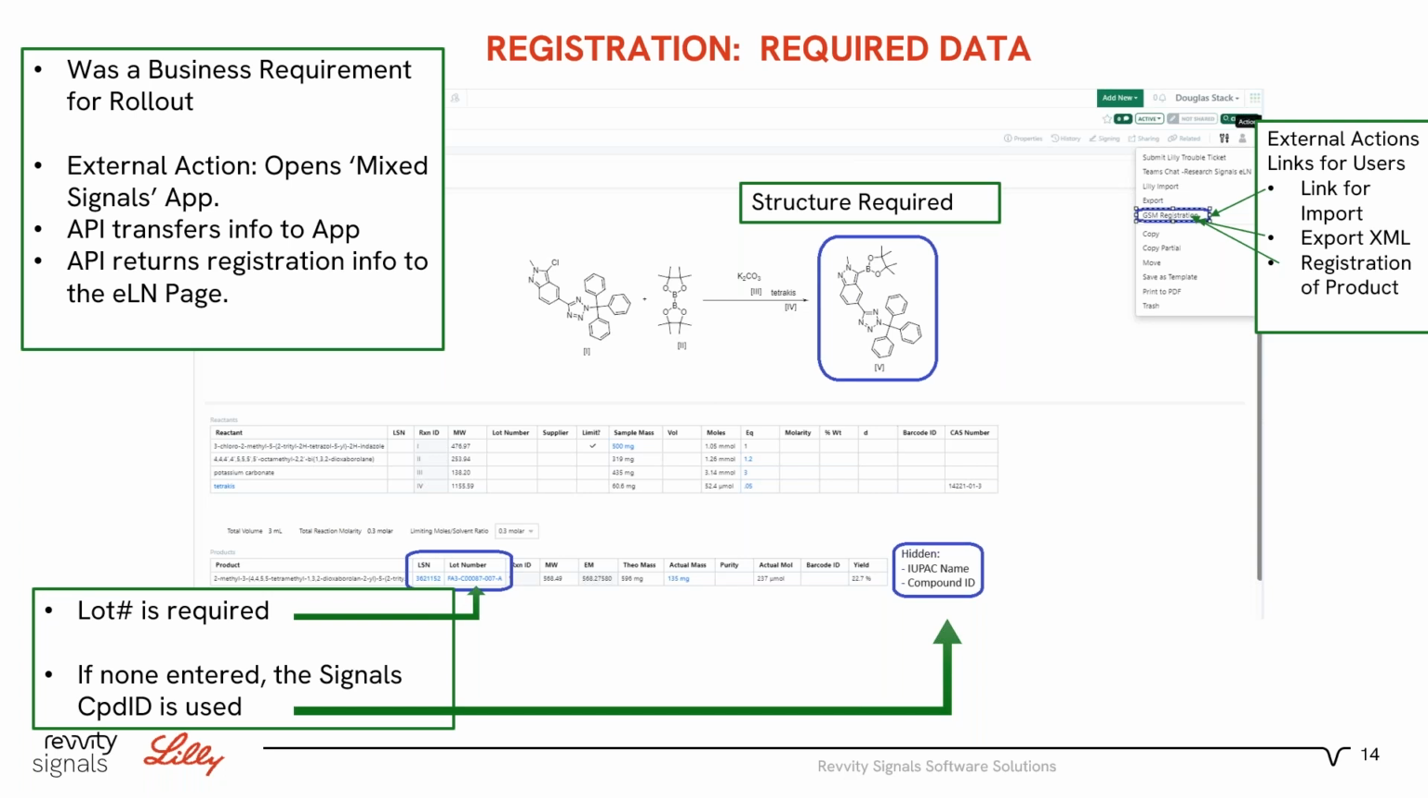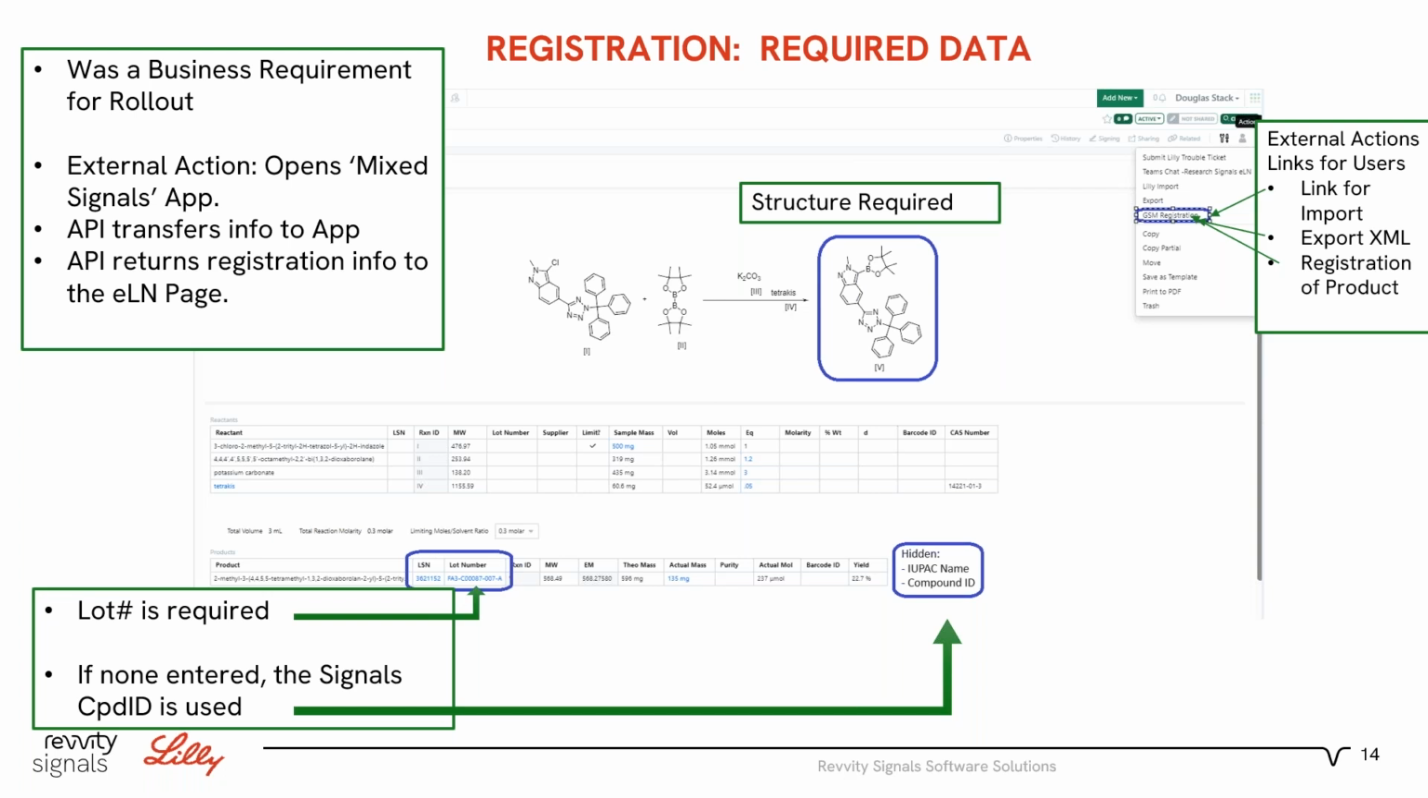A lot number is also required. You can see down on the bottom. If none is entered though, we built it so we can use the Signals compound ID, which is produced for every product that's drawn. And so it can pull that instead if the lot number is blank, instead of returning an error. So what we do first is we select our external action.